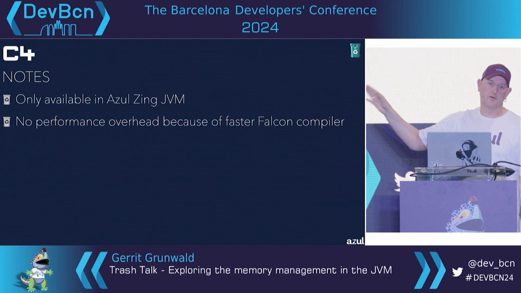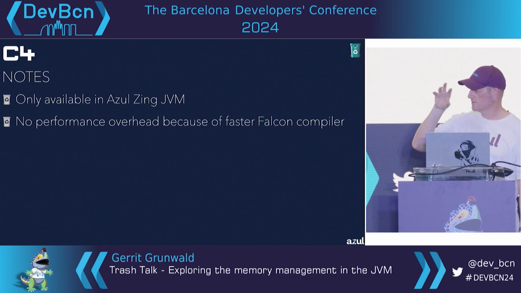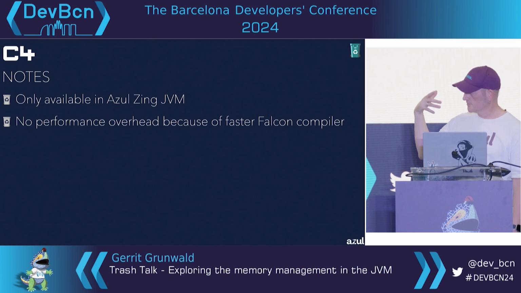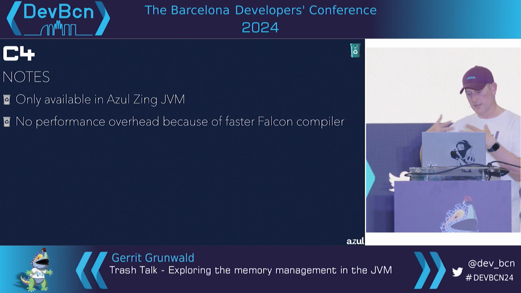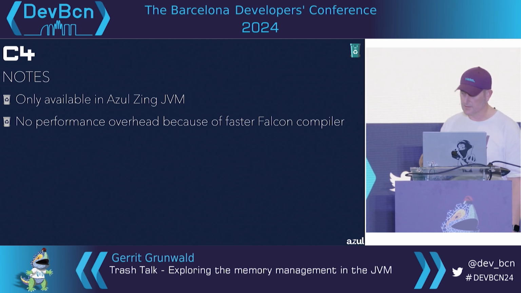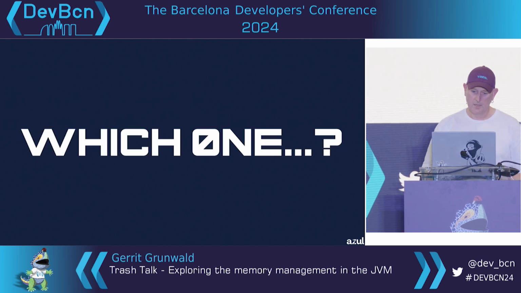We don't have the performance problem that the other collectors have. The reason for that is we have not only our own garbage collector, we also have our own compiler in the JVM. And our compiler produces faster code, so we can keep up by producing faster code. Even with the more intense garbage collection, it's faster than OpenJDK. So that's the difference here.